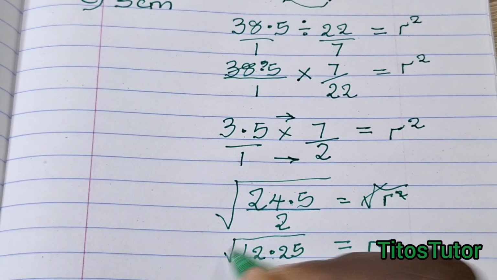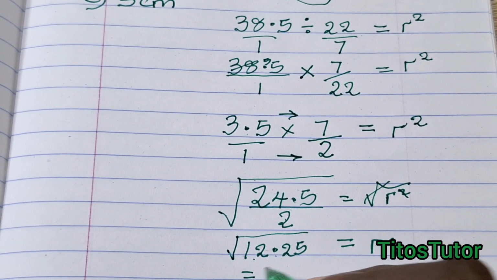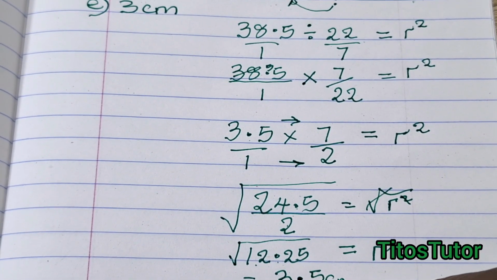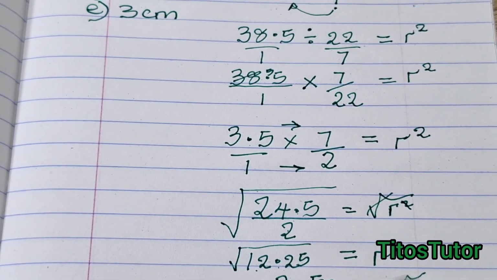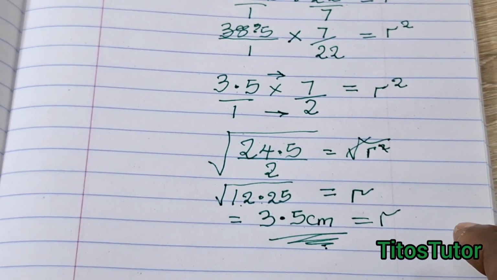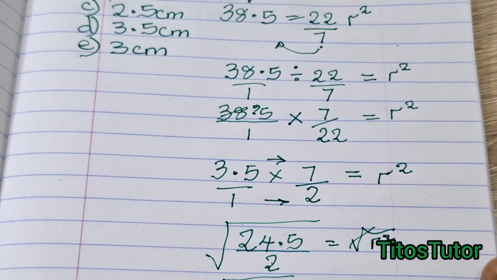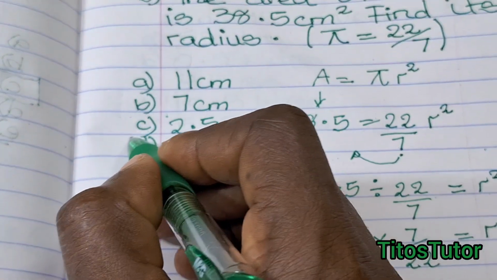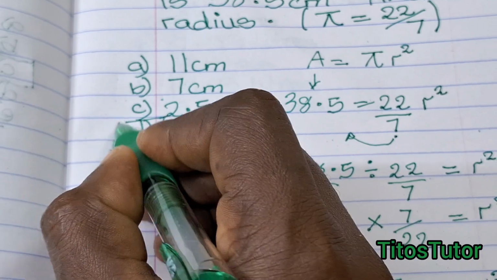So I'm going to square root of that. Square root of that is 3.5 cm is equal to r. And I am done. So I go to the option and find the option 3.5, which is option D.